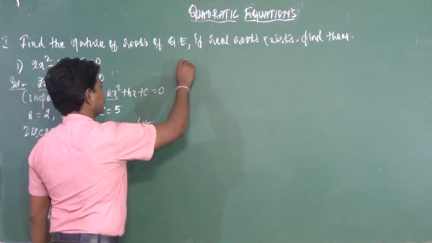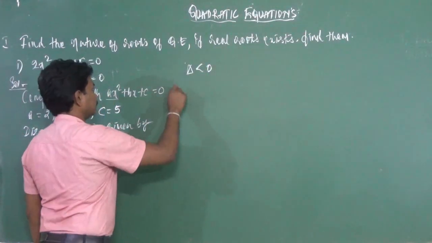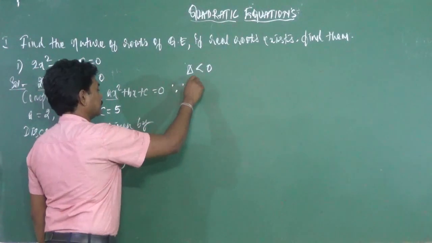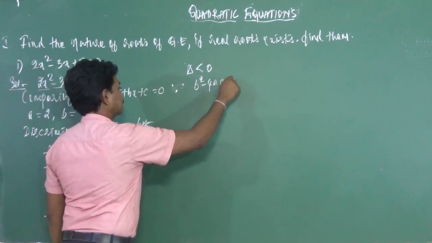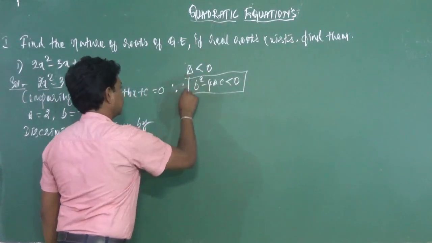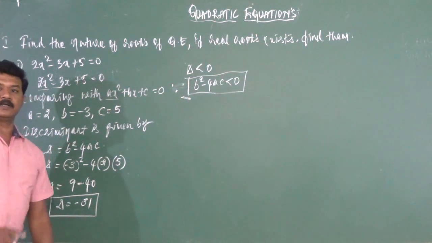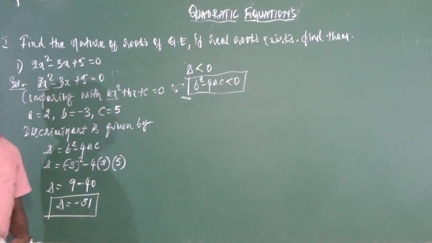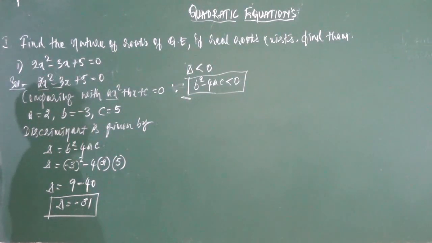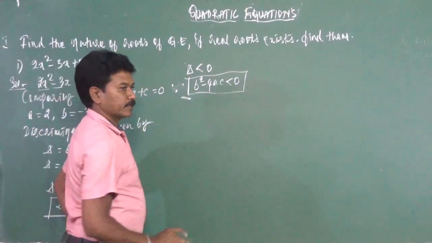So discriminant is less than 0. So that is b square minus 4ac is less than 0. So this is your knowledge. Right? So if the discriminant value of a quadratic equation is less than 0, then what is your conclusion? The roots are complex or imaginary, or in other words we can also write it as the quadratic equation does not have real roots. That's all, according to your textbook, right?